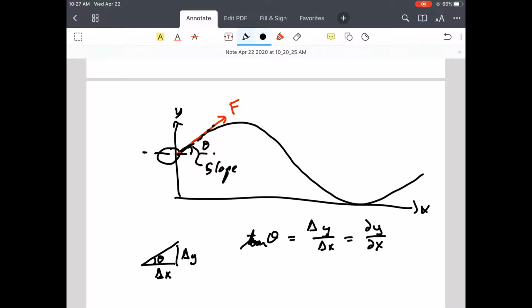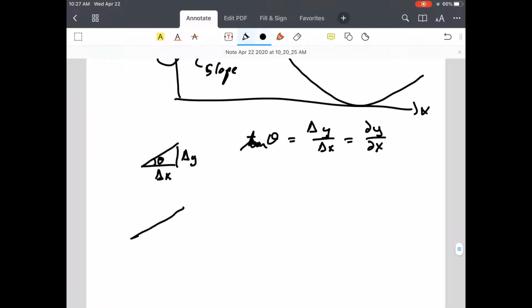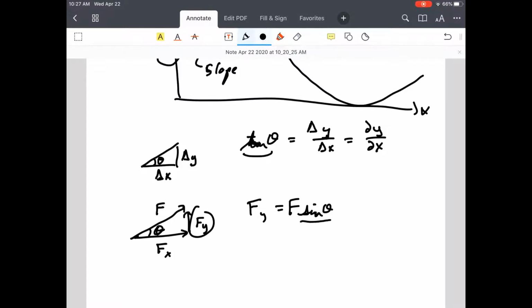Now I also need to break up F into components. So I can go ahead and do that, and it's a very similar drawing here, right? So my tension force F has two components. Let's call them Fx and Fy. We'll be interested in the y component. And what we see is that Fy is opposite the angle theta, so Fy is F sine theta. And while that's nice, it's kind of a pain because we have tangent here, sine here.